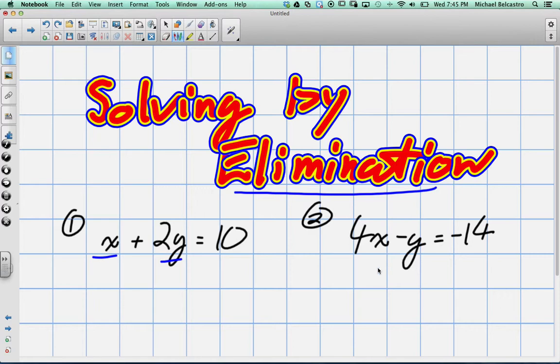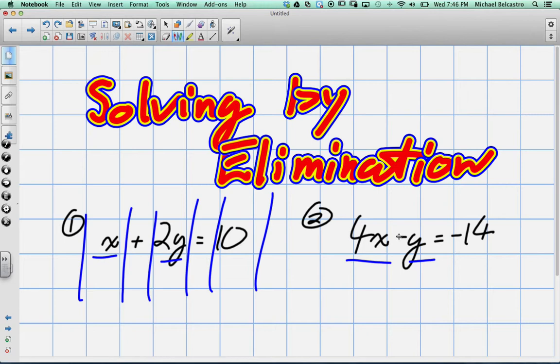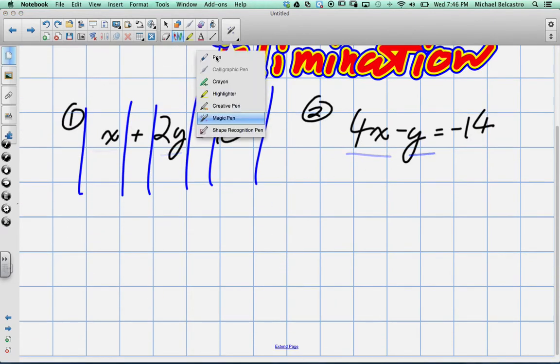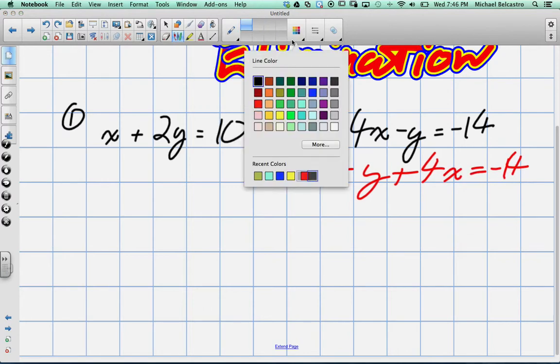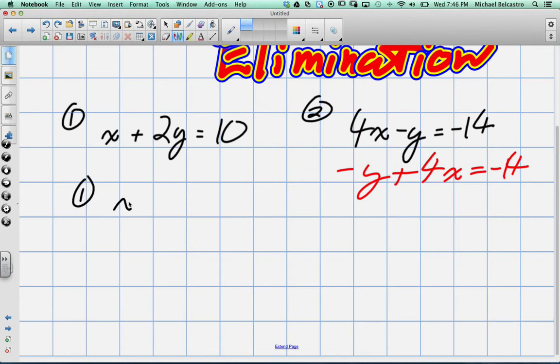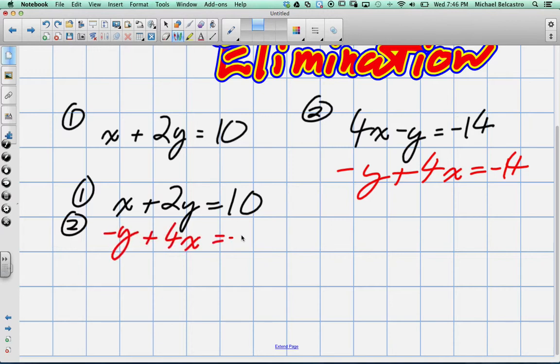So we have an x and a y in both. Part of this is we're going to have to line everything up. Luckily, this question's been set up for us where everything is already in the proper order. Let's say, though, I was originally given the same one, and it said negative y plus 4x equals negative 14. In elimination, we stack one equation on top of the other. So we take equation 1, x plus 2y equals 10, and equation 2, which I'm going to write in red to start: negative y plus 4x equals negative 14.